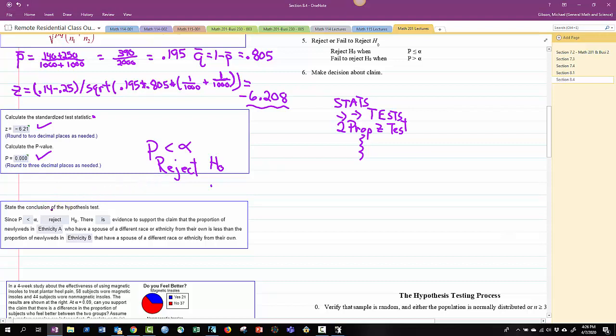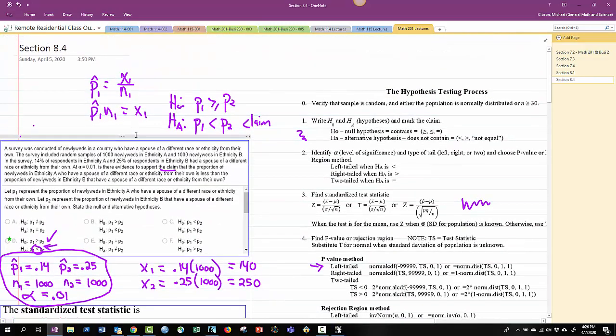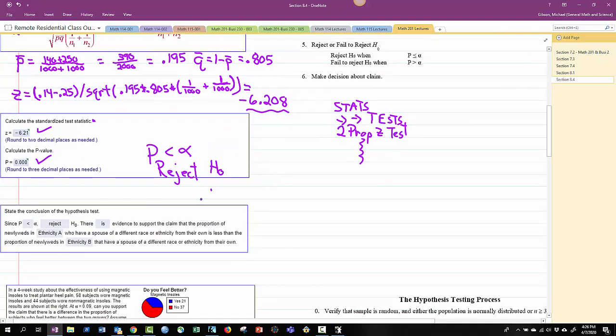Now we'll get to the conclusion. Since p is less than alpha, we reject the null. And then we've got to remember and see what the claim was. If you remember, the claim was the alternative. Since we've rejected the null, that means the evidence supports the claim. Well, it supports the alternative, which is the claim, right? So this time we're going to support the claim.